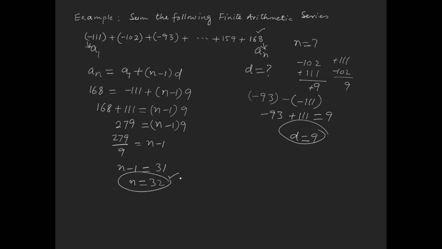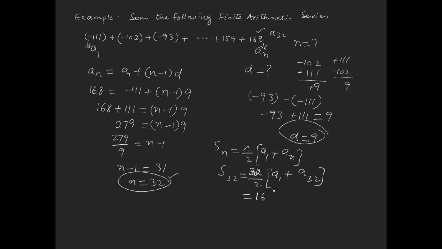32 terms. So n now is known, and the formula is Sn is equal to n divided by 2 first term plus, what is this term? This is now the 32nd term, A32. Now put n is 32, and 32 divided by 2, A1 plus A32.